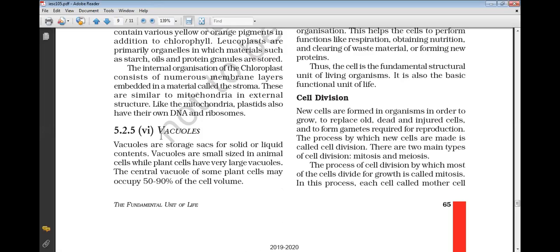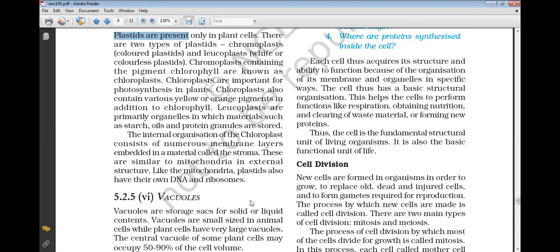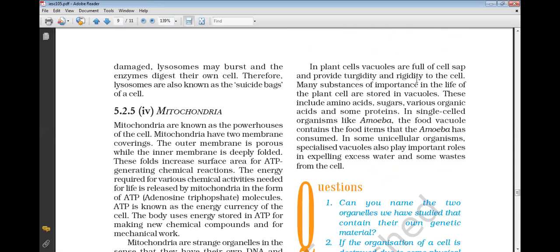Then we studied about vacuoles. Vacuoles are storage sacs for solid and liquid contents. Vacuoles are small in animal cells, while plant cells have very large vacuoles. In the plant cell, vacuoles are full of cell sap. So this was our last content.